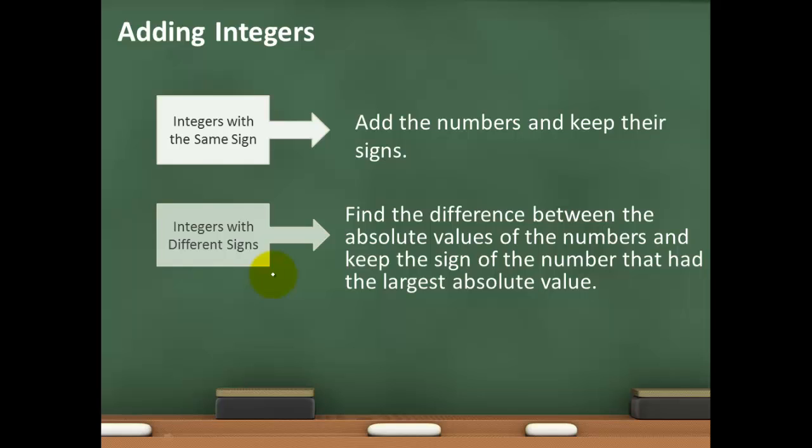Let's start with adding. What you have to do when you're dealing with adding integers is determine their signs. When you're adding integers with the same sign, we're going to add the numbers and keep their signs. With integers with different signs, we're going to find the difference. Remember, difference means subtract. So we subtract the absolute values of the numbers, or find the difference between the absolute values of the two numbers that we have, and keep the sign of the number that had the largest absolute value.